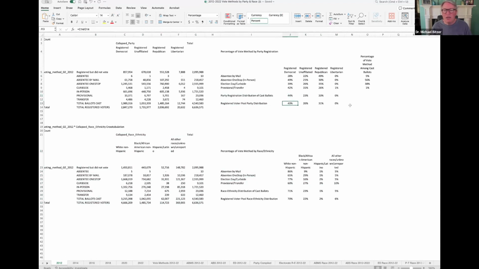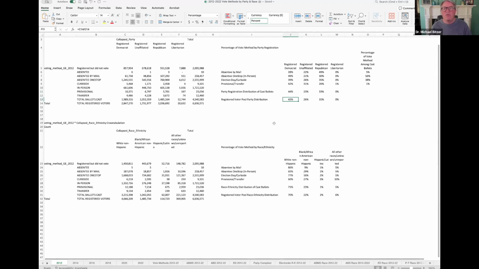And then just to give you a comparison, for the total voter pool, this gives that same information. So you'll see in the voter pool for 2012, 43% were registered Democrats, but in the ballots cast, 44% came from registered Democrats, a slight increase. You'll notice 26% were registered unaffiliated, but only 23% of ballots came from unaffiliateds. Republicans were at 31%, but they cast a third of the ballots cast.